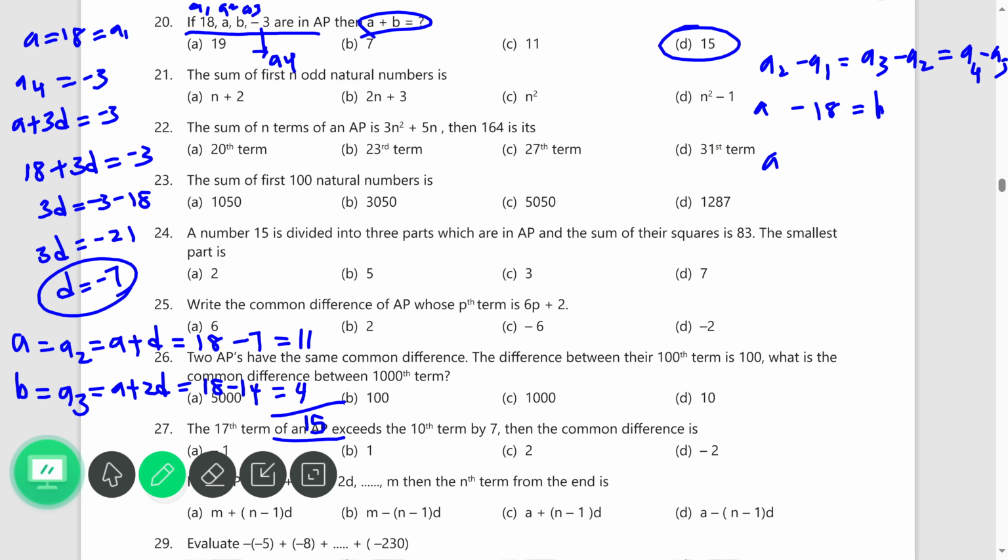Like that also you can think. Understand? First and last I made equal, then I got that answer. First term and last term I made equal, then I got that.